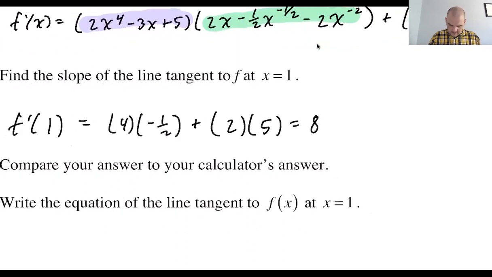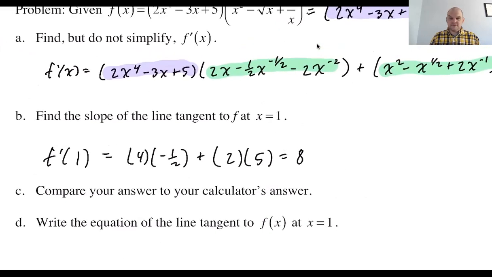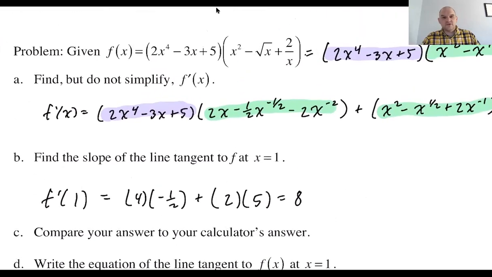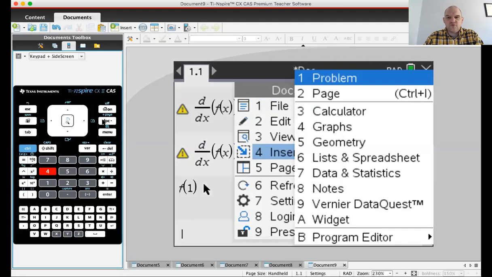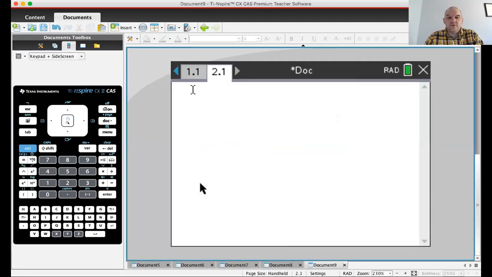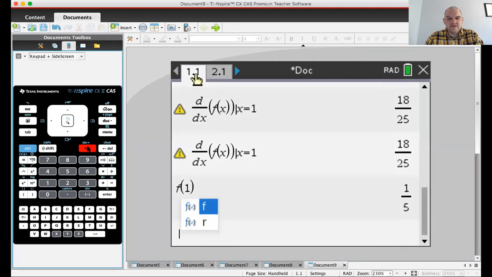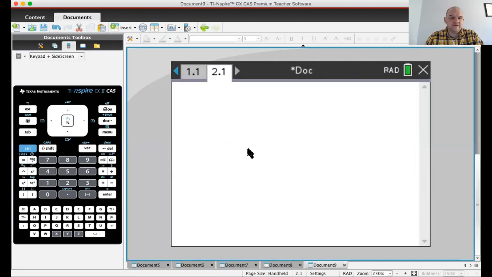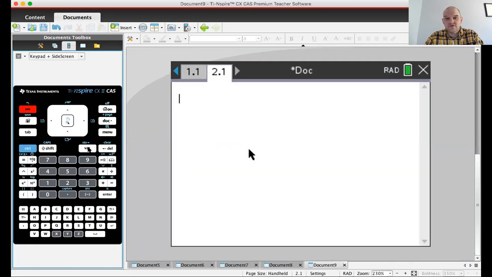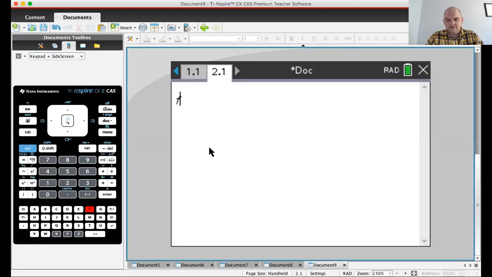All right, compare your answer to your calculator's answer. I like that question. Let's switch over to a calculator and put in a new problem. A new problem means the old one still lives here. If I press the var key here, I still have everything defined, but in the new problem nothing's defined, because the name of a function doesn't carry through to every problem you're ever going to deal with. 2x to the fourth minus 3x plus 5, and then x squared minus the square root of x. You should use the template, and then 2 over x.